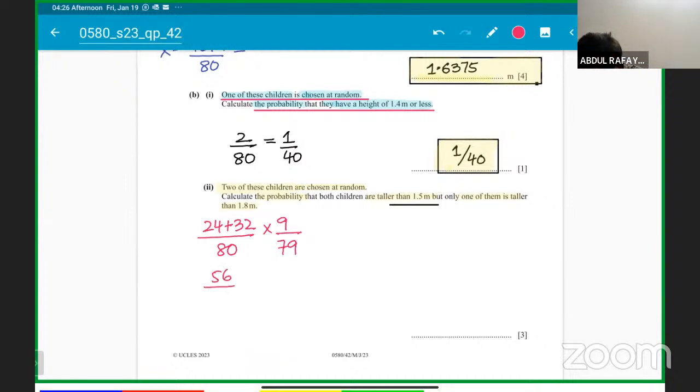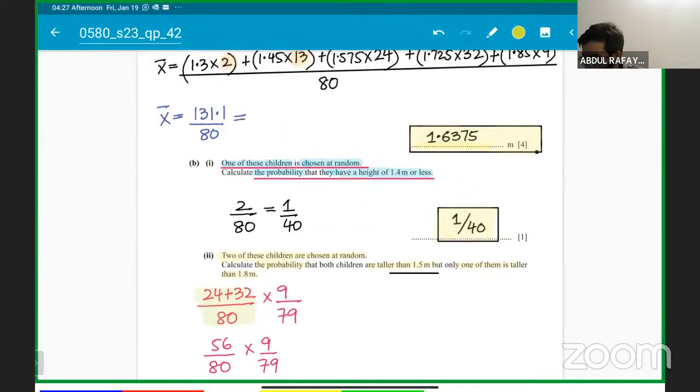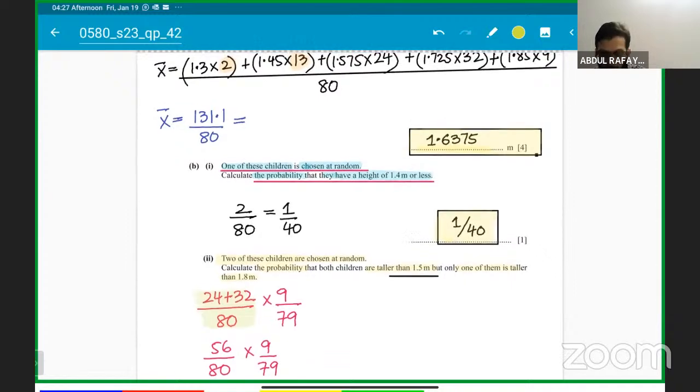So it will be 56 over 80 according to me into 9 over 79. But this is one case, okay? Follow again carefully what I'm choosing. I'm choosing the first one as the children that is taller than 1.5 meter, but not greater than 1.8. Okay, children taller than 1.5, but not greater than 1.8.